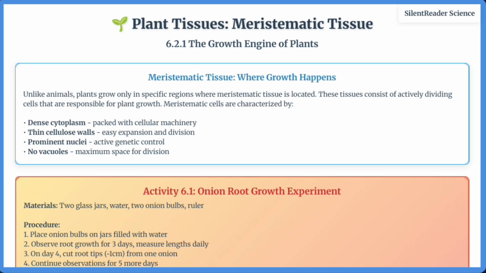We have three main types: apical meristem at root and shoot tips for length growth, lateral meristem in the cambium for girth growth, and intercalary meristem near nodes for localized growth. The onion root experiment beautifully demonstrates how cutting root tips stops growth because we remove the meristematic tissue.